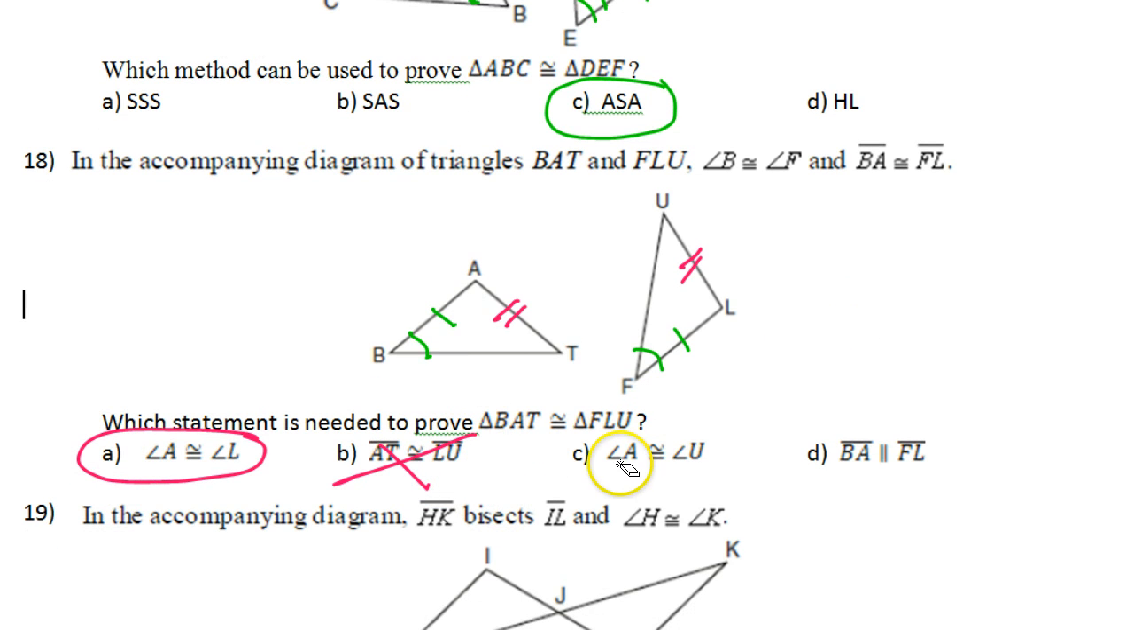All right, what if they gave us A is congruent to U? Well, in this triangle, we're looking at angle, side, angle. But in this triangle, we're looking at angle, angle, side. The side's not in the middle. So that's two different types of congruence. So that wouldn't work either. So that's the type of thing you have to do to eliminate the other choices.